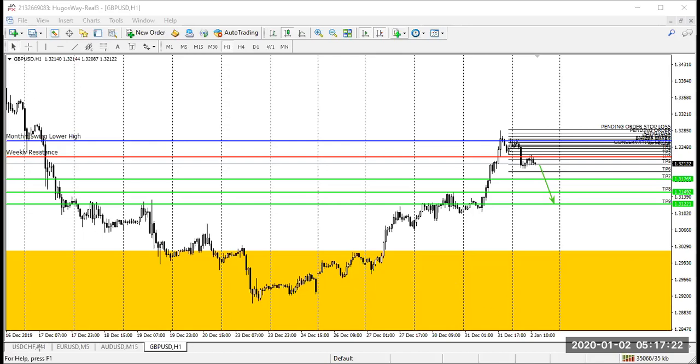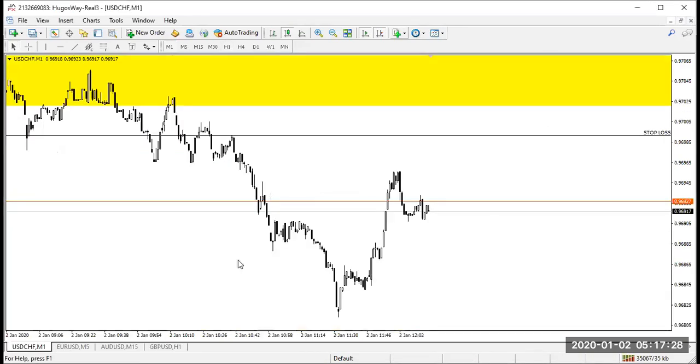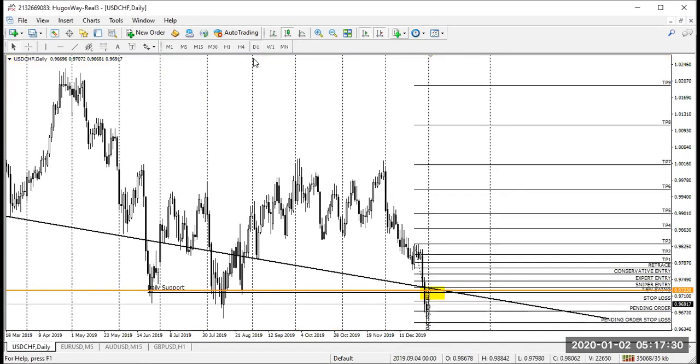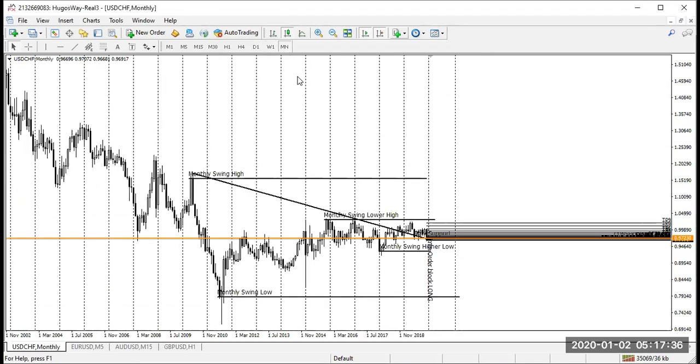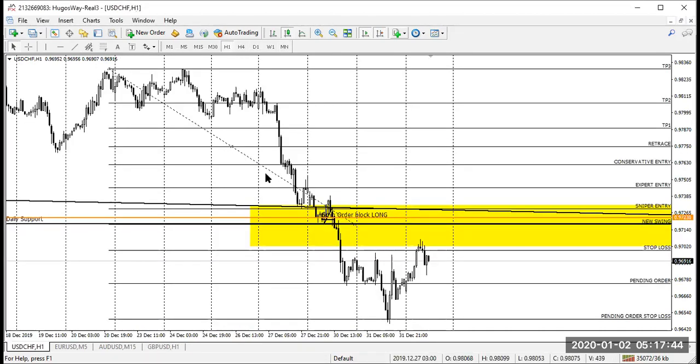Now, as far as the USD/CHF, it's going to be over here. I previously broke down this particular chart. I'll get this Fibonacci out of the way and then we'll get back to that.